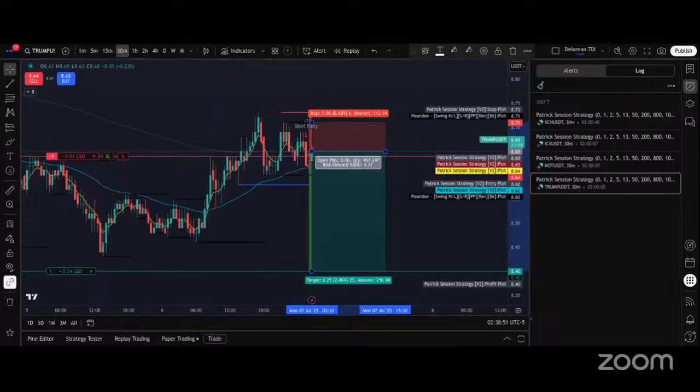And here's your next call of the night. TRUMP USDT. The 30-minute confirmation. Market execution sell. Entry price is 8.65. Stop loss is 8.71 for 6 pips. Take profit is 8.40 for 25 pips with a risk to reward ratio of 4.17.